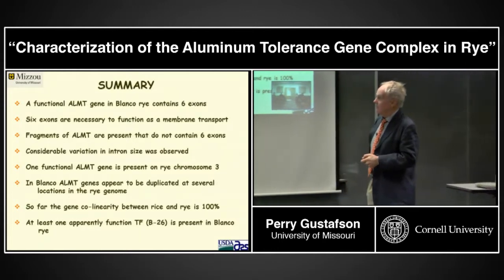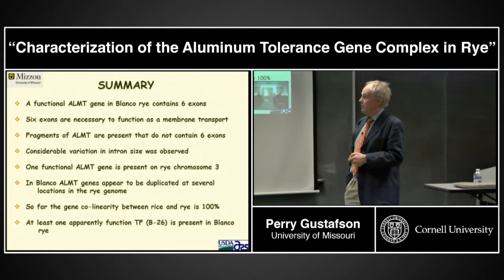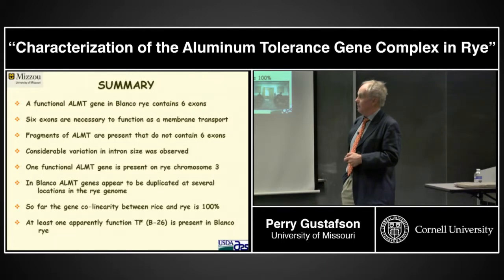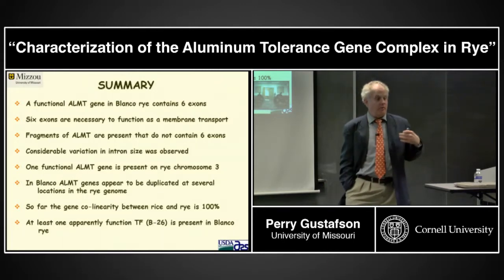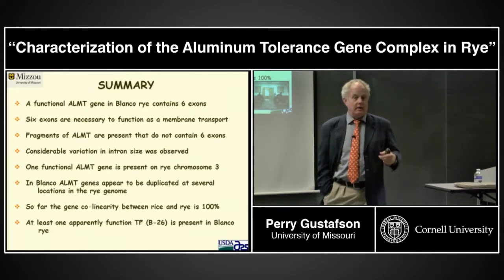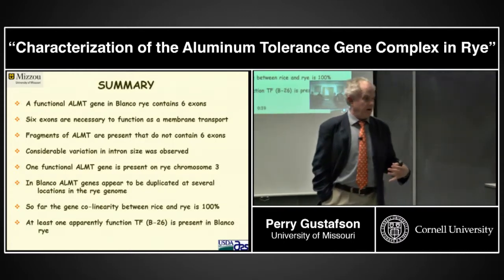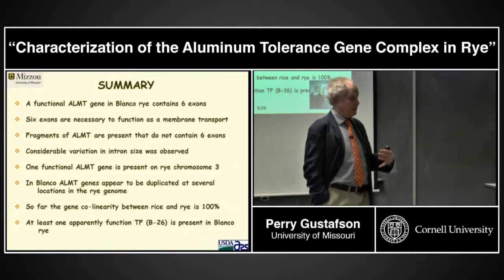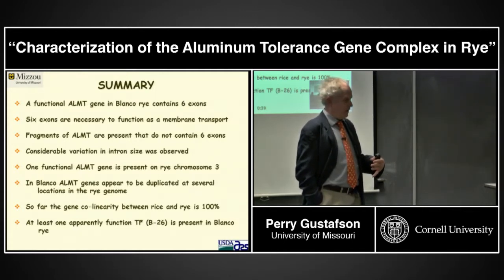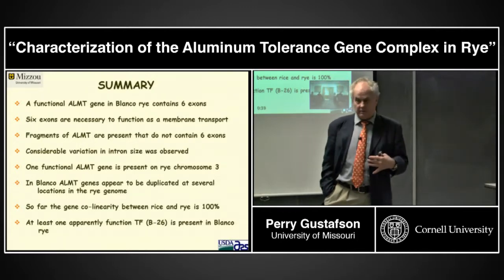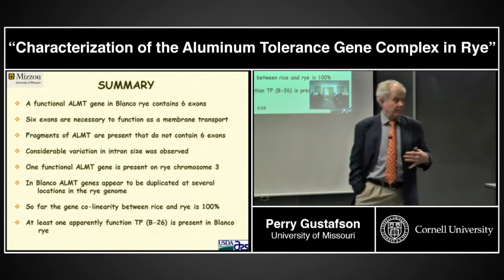We found what appears to be a fully functional ALMT gene in Blanco rye. The reason we use Blanco rye is it's a white, agronomically acceptable rye that's still grown widely under production in Brazil. Did I say it was a white rye? It's also a white seeded rye. Blanco means white.